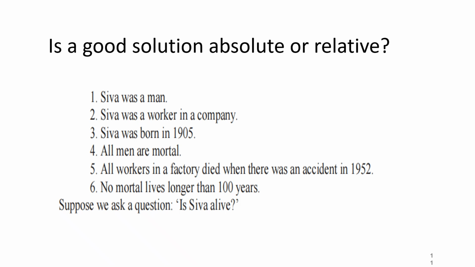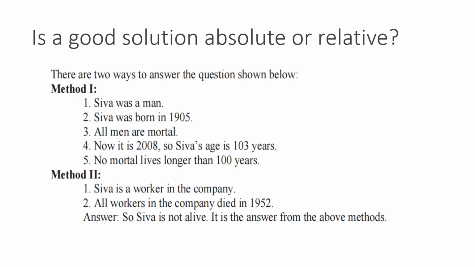We will see the solution. Here we can see two methods for solving this problem. In the first method, we consider some of the facts. Shiva was a man. Shiva was born in 1908. As per the knowledge base, all men are mortal, so Shiva is also mortal. Now it is 2008, as per the textbook, so Shiva's age is 103 years. It is given that no mortal lives longer than 100 years, and Shiva is mortal. So we can conclude that Shiva is not alive.